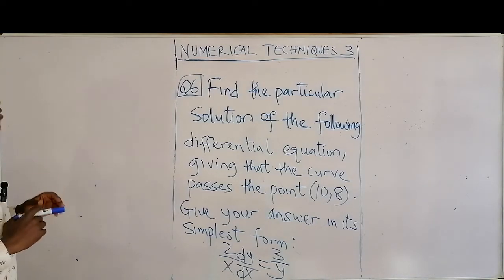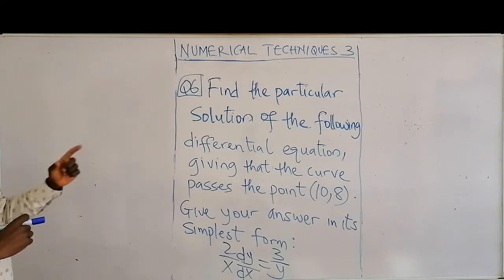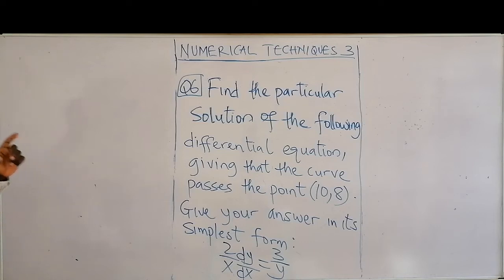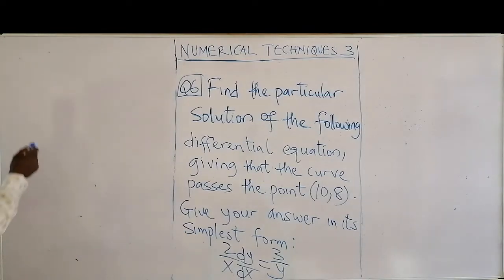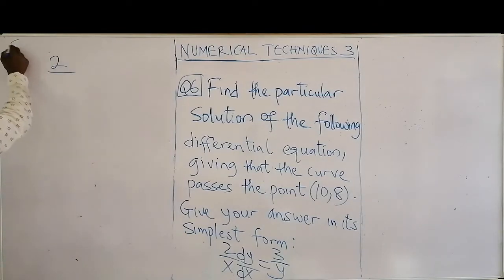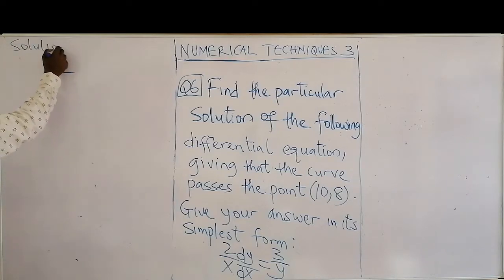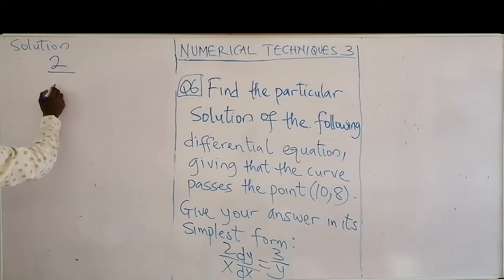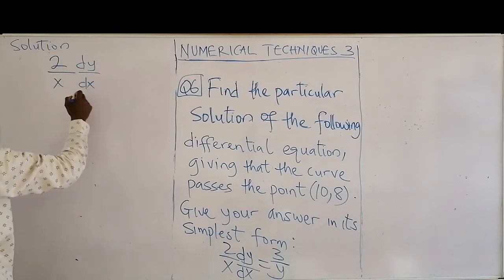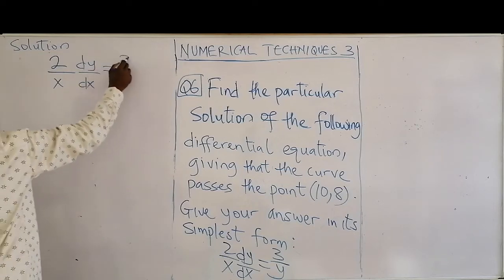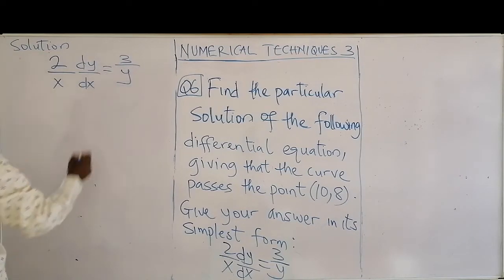Yeah, we have question 6. Find the particular solution of the following differential equation, given that the curve passes through the point (10, 8). Give your answer in the simplest form. So we have the differential equation 2 over x dy/dx equal to 3 over y.